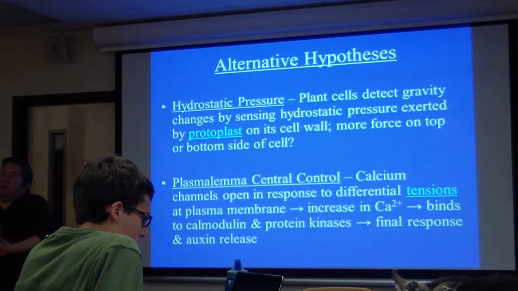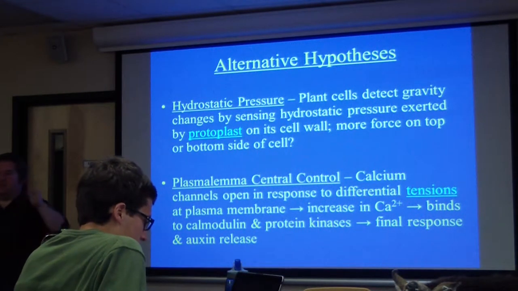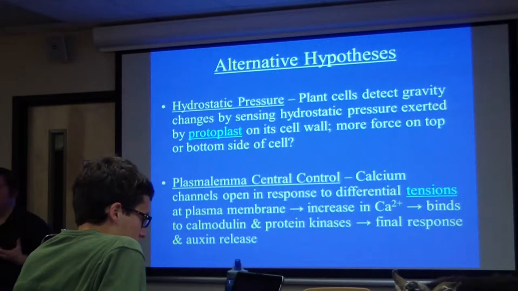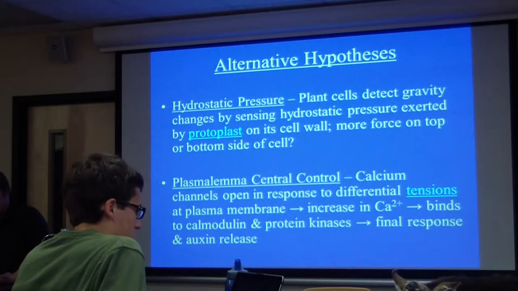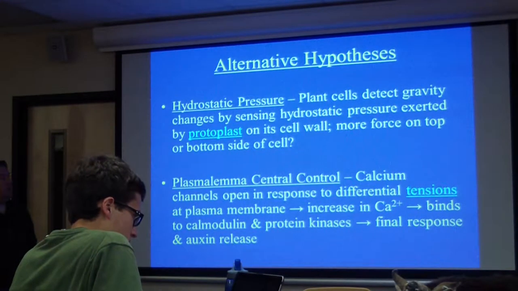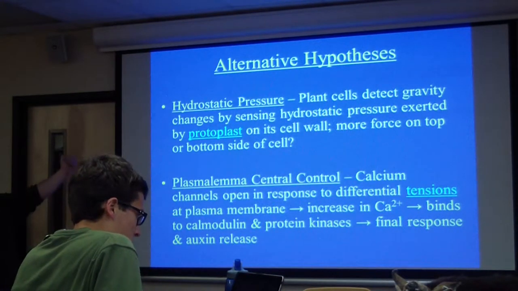Between the cell membrane and the cell wall, basically saying if a cell is oriented like this, all of the hydrostatic pressure, the water pressure, the weight of the cell is going to be pressing on the bottom cell membrane and therefore the bottom cell wall. And that's how the plant is detecting which way is up and which way is down. It's asking itself the question, is there more force on the top or the bottom side of my cell?